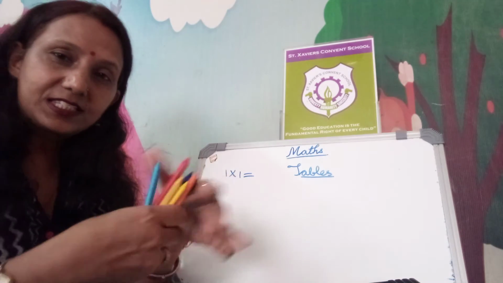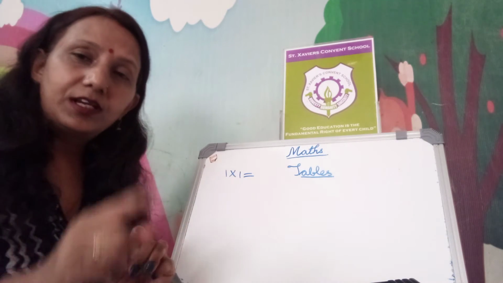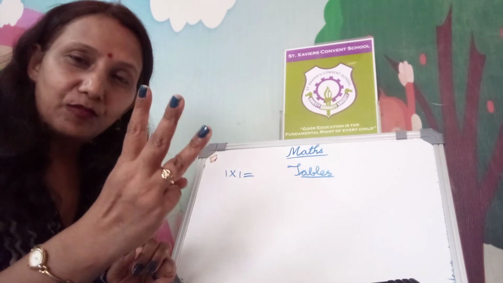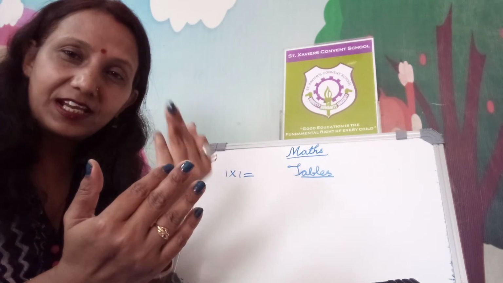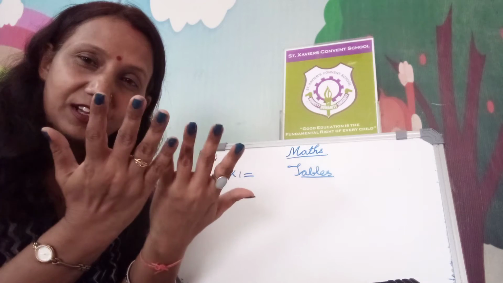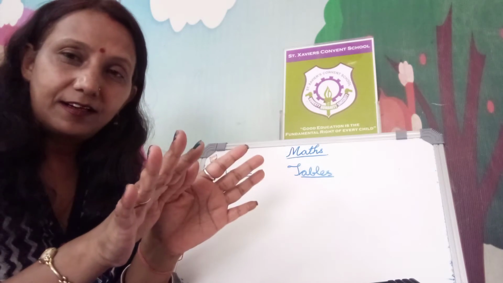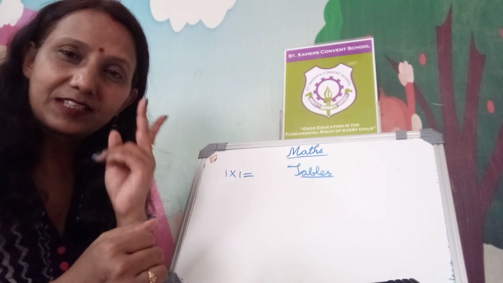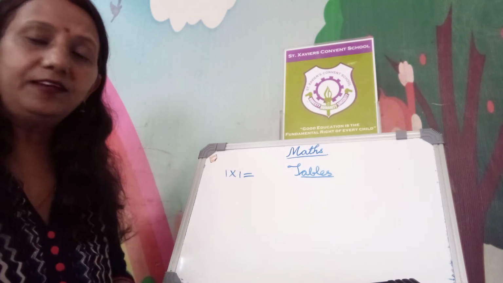So in the table of 1 it is very easy. When you say 1 1 is 1, 1 2s are 2, up to 1 10s are 10. How many fingers do we have? 10 fingers. Count it. So table of 1, 10 times is 10. 1 time 1, 2 times 2, 3 times 3, 4 times 4, 5 times 5, 6 times 6, 7 times 7, 8 times 8, 9 times 9, 10 times 10.